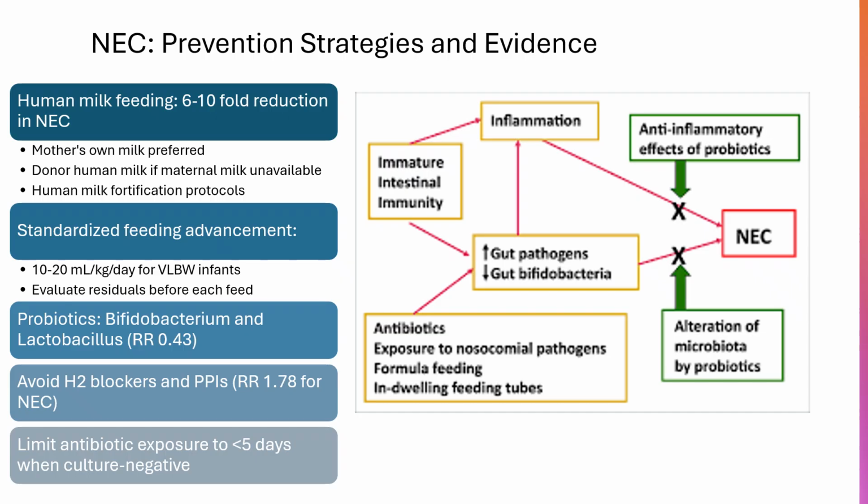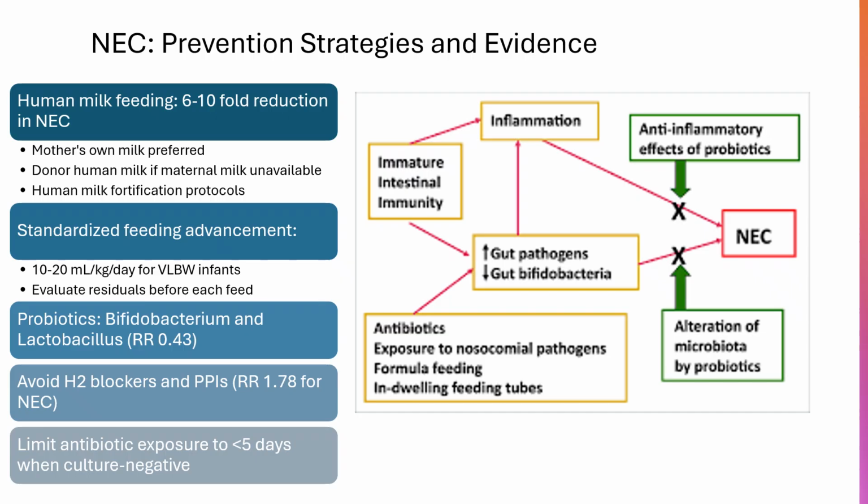This isn't just about nutrition. It's about active protection. Mother's own milk contains immunoglobulins that coat the intestinal surface, growth factors that promote barrier maturation, and oligosaccharides that selectively feed beneficial bacteria while starving harmful ones. When maternal milk isn't available, pasteurized donor human milk still offers significant protection compared to formula, though mother's own milk remains the gold standard.